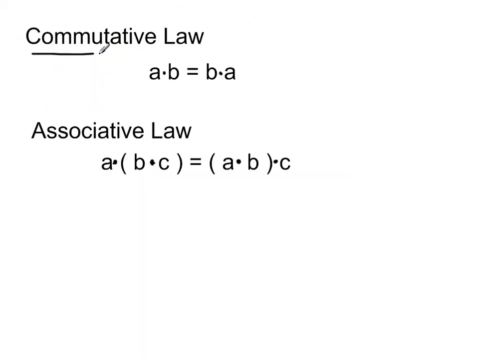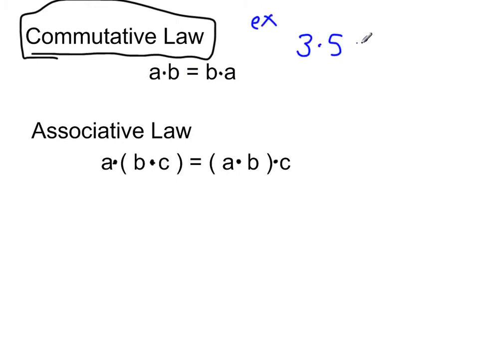That is called the commutative law. The commutative law says we can multiply in any order. So A times B is the same as B times A. For example, 3 times 5 is the same thing as 5 times 3, which we already experienced. 3 times 5 is 15. 5 times 3 is 15. And 15 does in fact equal 15. So that is the commutative law. You can switch the order of the multiplication and still get the same answer.